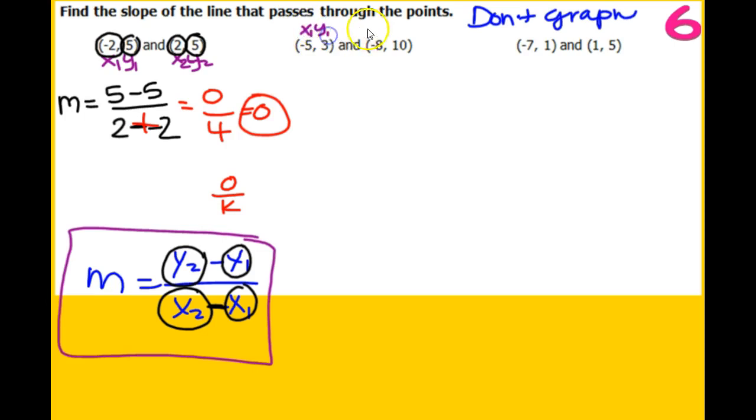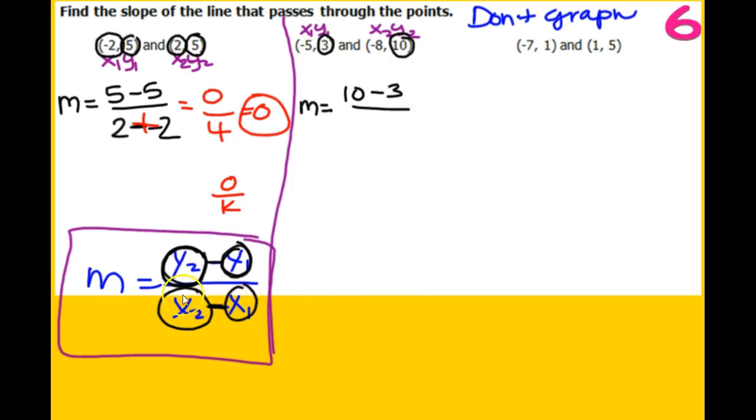X, y, that's my first point. X, y, that's my second point. And let's plug them into our slope formula. y2 first, right here is 10, minus y1, which is 3. Then on the bottom, x2 minus x1. So x2 is negative 8, minus x1, which is a negative 5. Again, those two negatives make a positive.